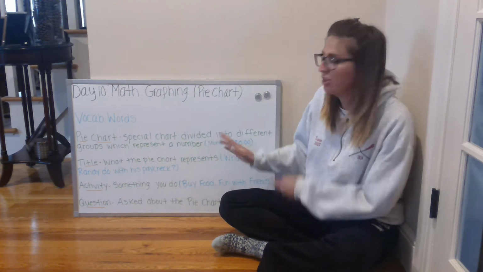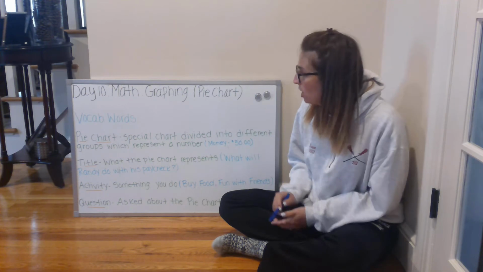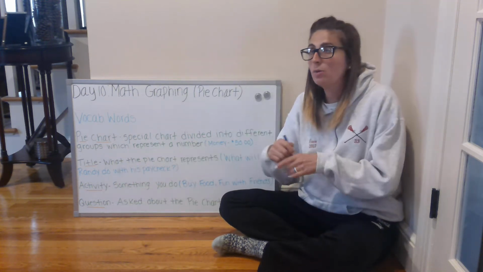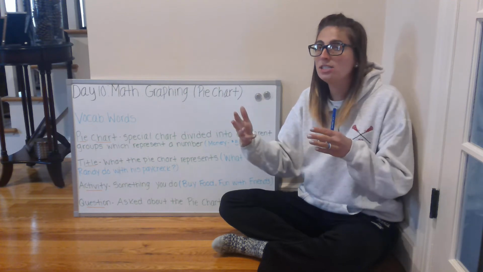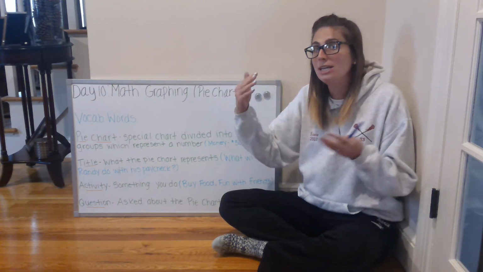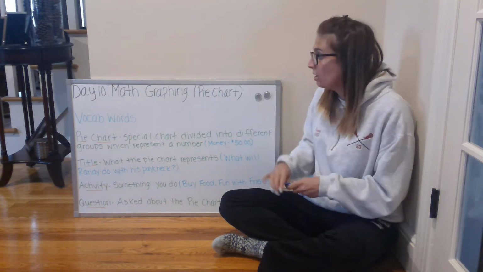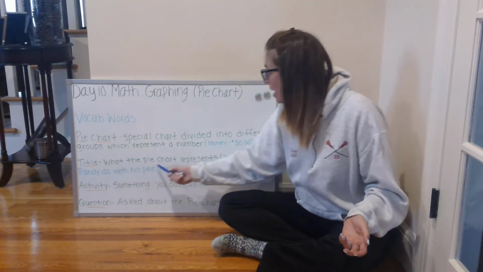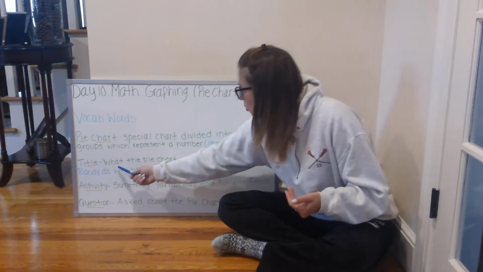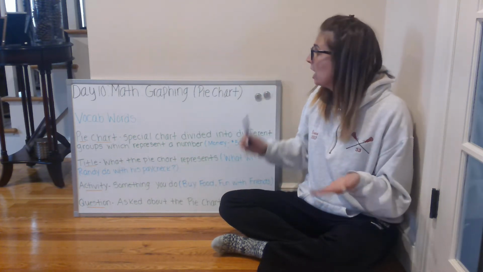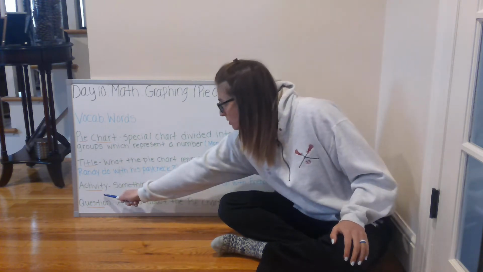And we're going to worry about the parentheses later. Now, pie charts have a title. And the title, just like when we do reading, tells us what we're going to be reading about. The title of a pie chart is what the pie chart represents. Then in our pie chart, there's going to be different types of activities.